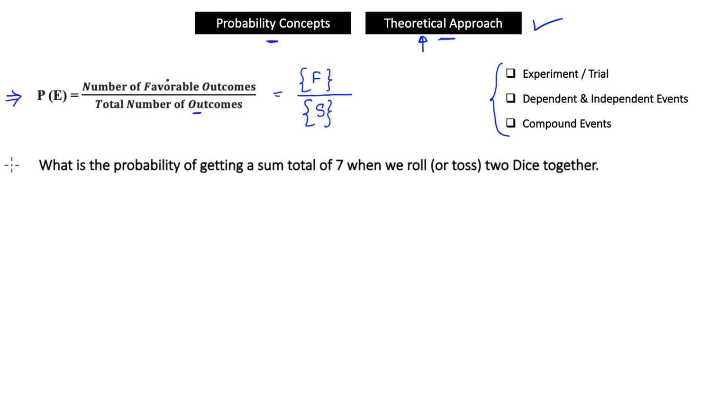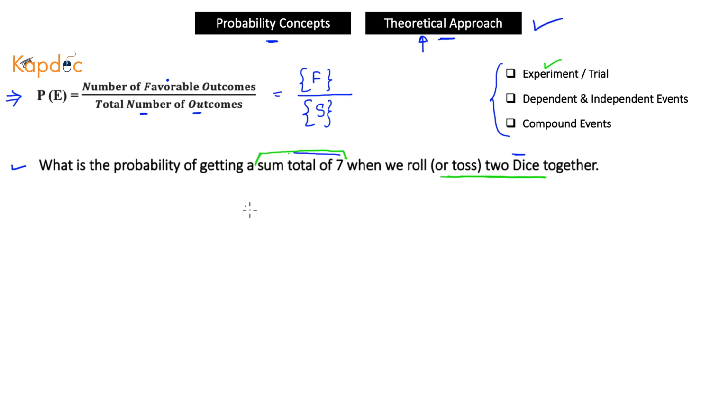So here is our very first task. It is about calculating the probability of a sum total of 7 when we roll or toss two dice together. Okay. So what exactly is your experiment? The experiment is simply tossing two dice together. That is your experiment. Okay. And what is your desired outcome? That I want to calculate a sum total of 7 when I roll two dice together. Okay. So now you know your experiment and you also know your desired space of outcomes, correct?